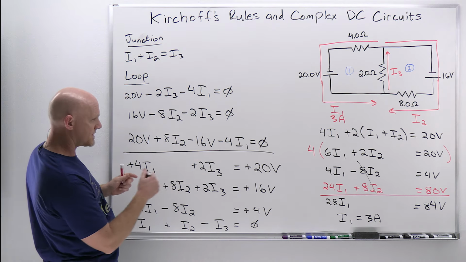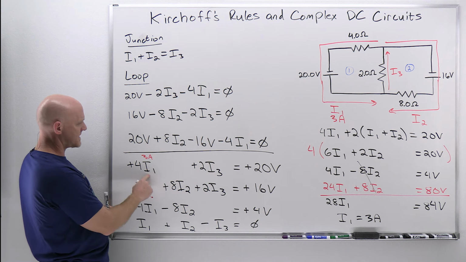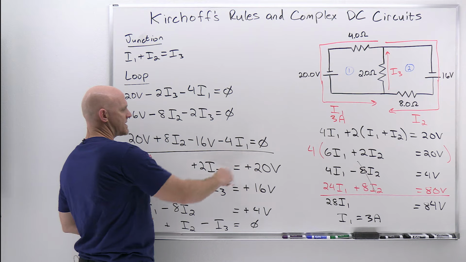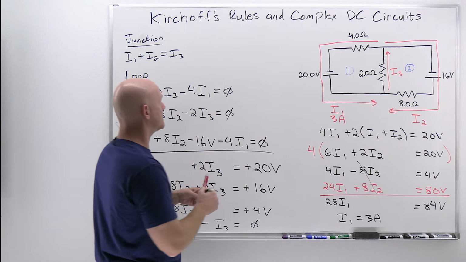And so in this case, if we put I1 in as 3 amps right here, we'd have 4 times 3 amps would be 12 volts. We'd subtract that from the other side. So 20 minus 12 would be 8 volts. And so 2I3 would equal 8 volts.